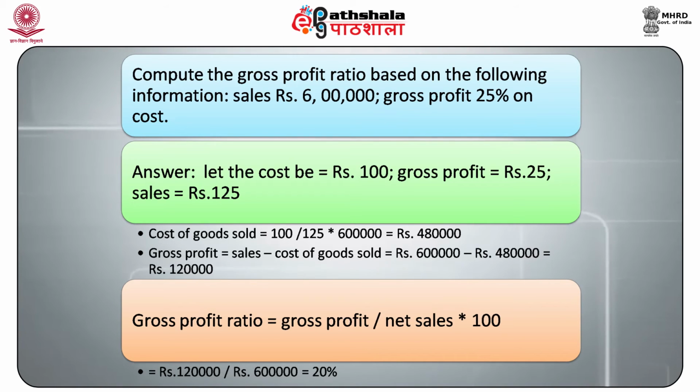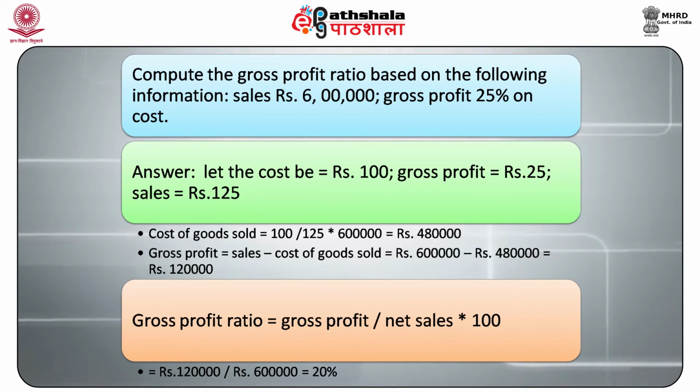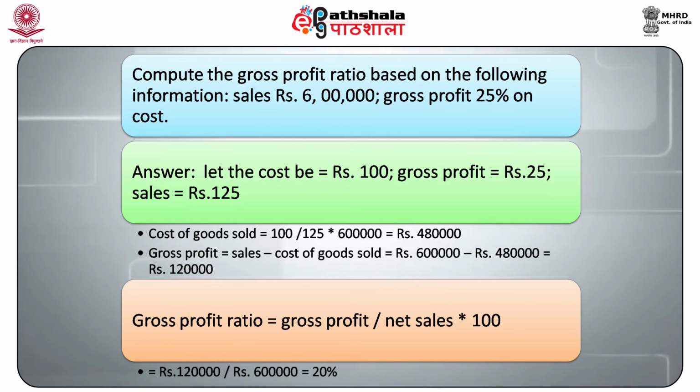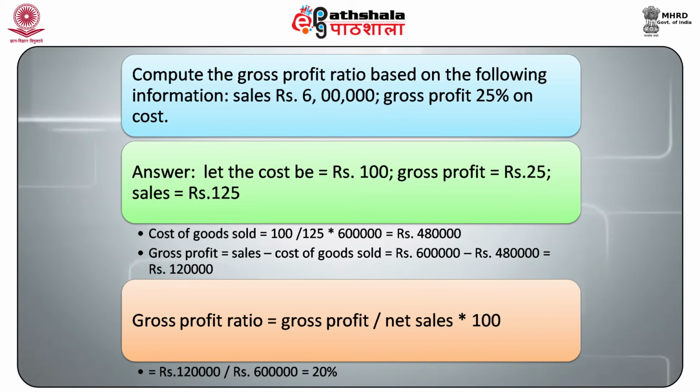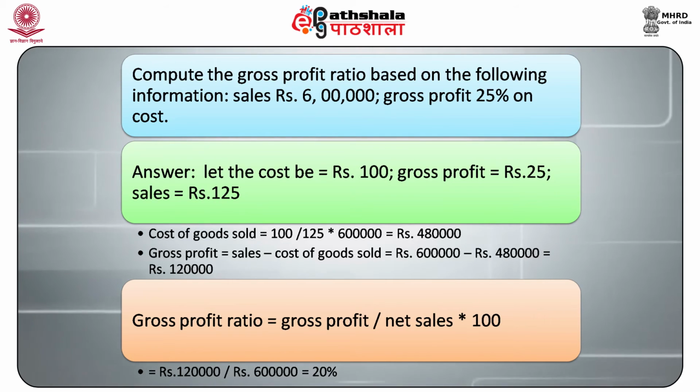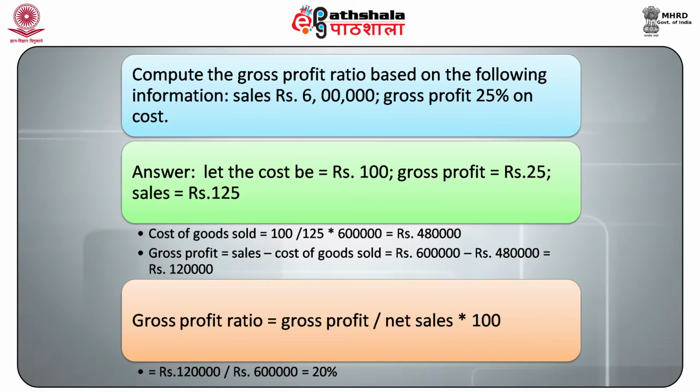4,80,000. Gross profit equals sales minus cost of goods sold, which is rupees 6 lakh minus rupees 4,80,000. This gives us rupees 1,20,000 gross profit. Gross profit ratio is gross profit divided by net sales into 100, which is rupees 1,20,000 divided by rupees 6 lakh, which is 20%.